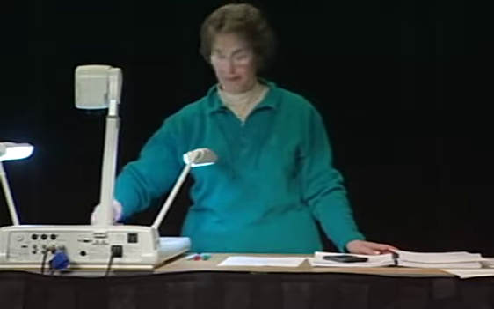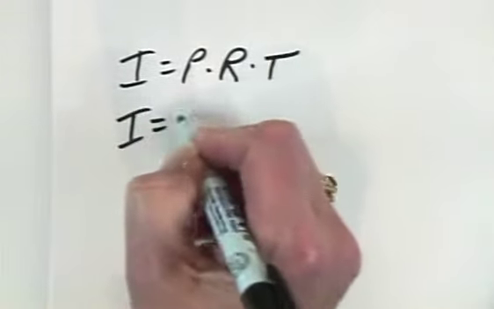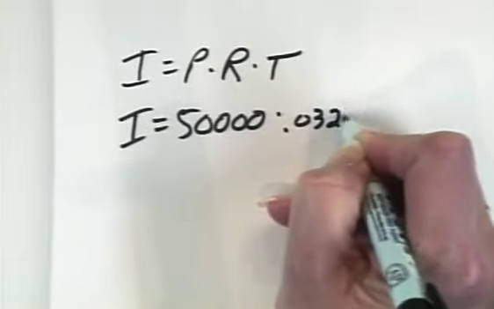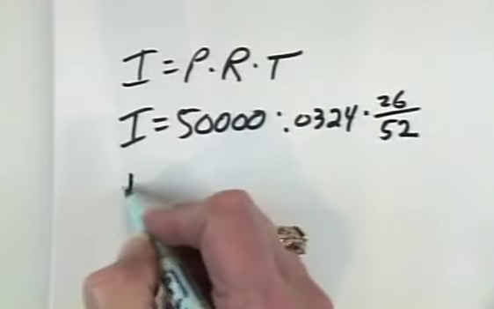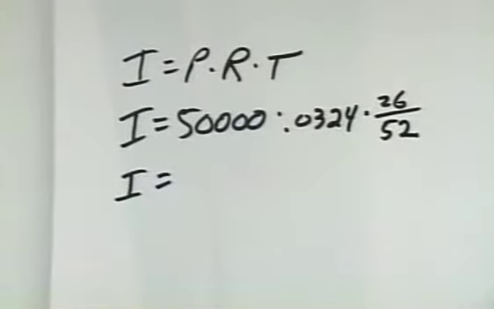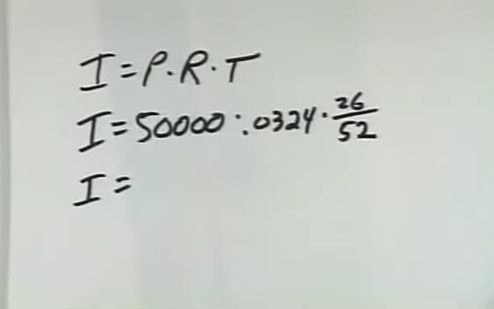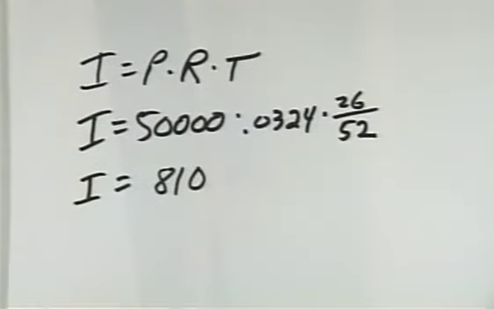So we're going to calculate the interest. Rate was 0.0324, and the time is 26 divided by 52. Those notes really will be sold on a weekly basis. How much interest? $810. You're buying this note. It's for $50,000, but you do not pay $50,000 for it.